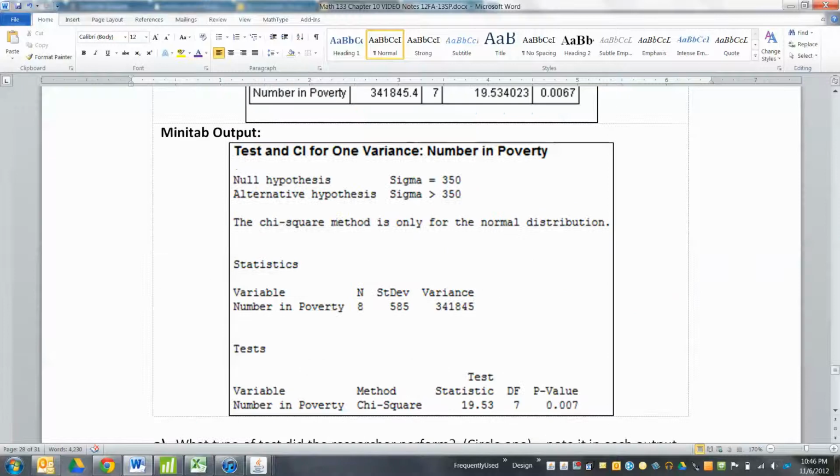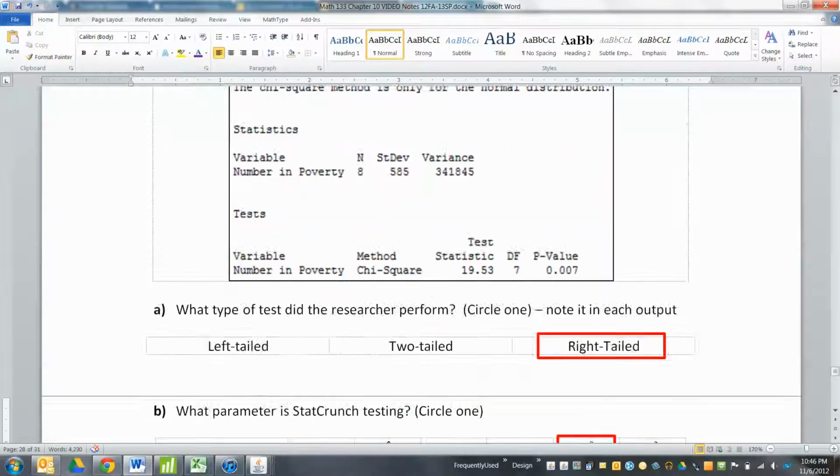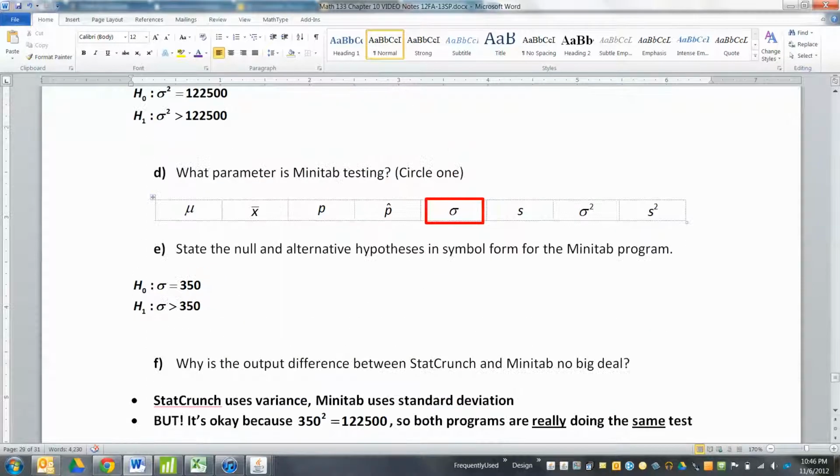All right, what about Minitab? Minitab is testing sigma, plain sigma. Minitab can also test sigma squared, but it didn't in this instance. I vaguely remember that it can. But for right now it's testing sigma, which means that the null and alternative hypotheses are sigma equals 350, and sigma is greater than 350.